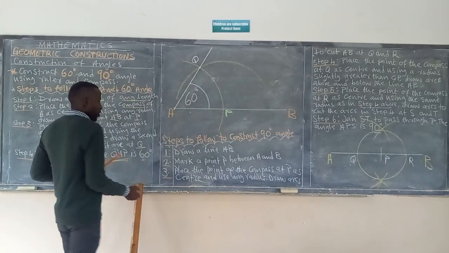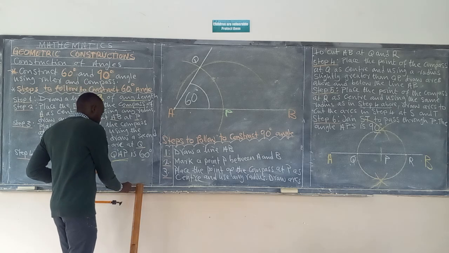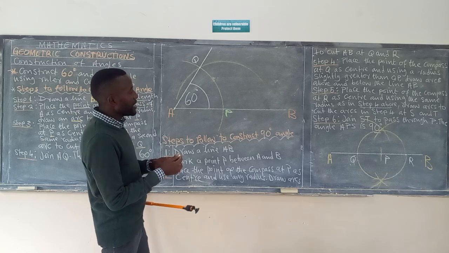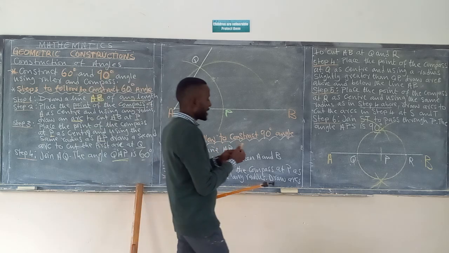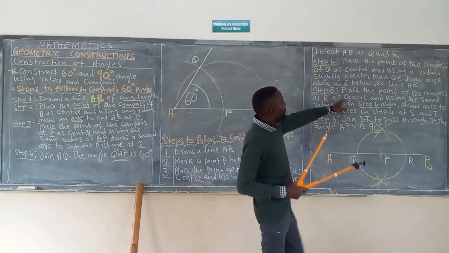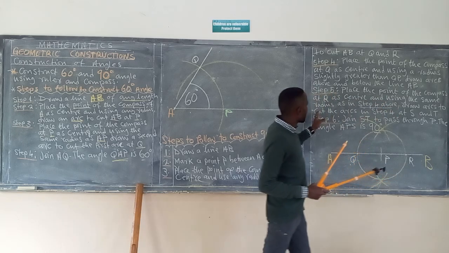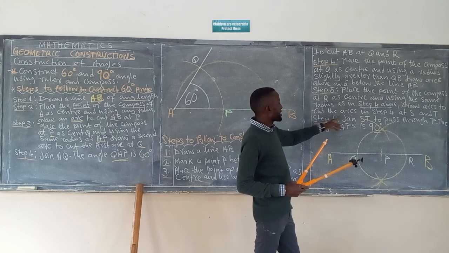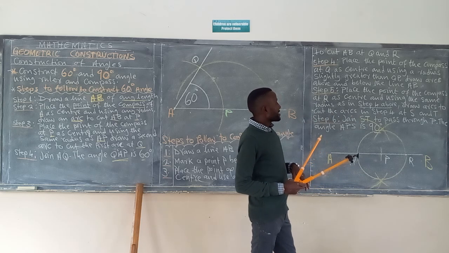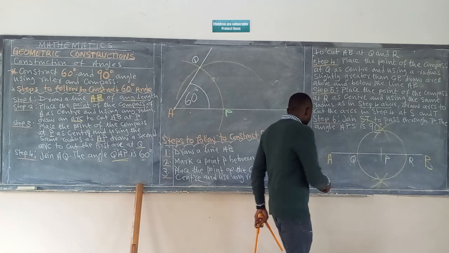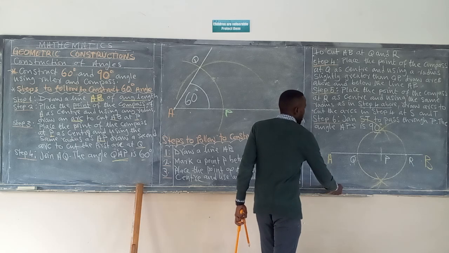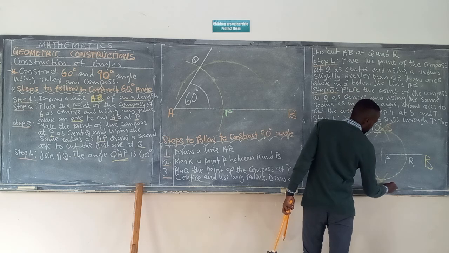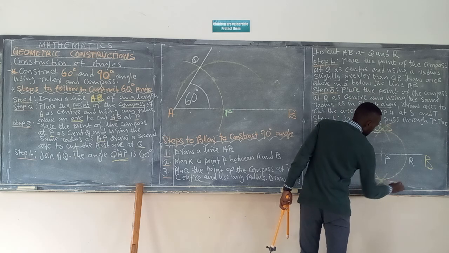So therefore, what should we do next? The next thing now is, after you have made that arc, step 5 says, place the point of the compass at that, as in step 4 above. Draw arcs to cut the arcs in step 4. And now at S, so we are going to name this point here. This is point S, and this is point T.